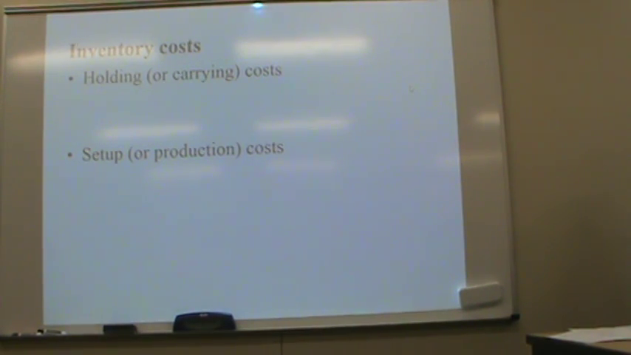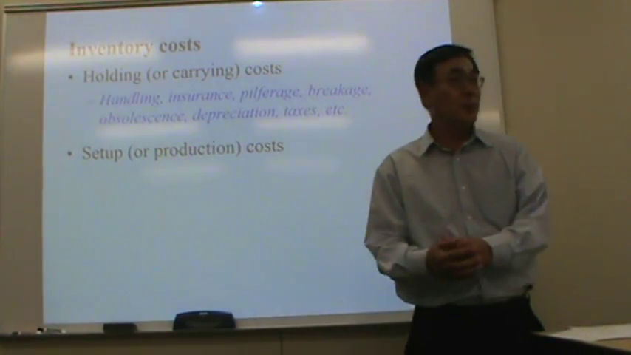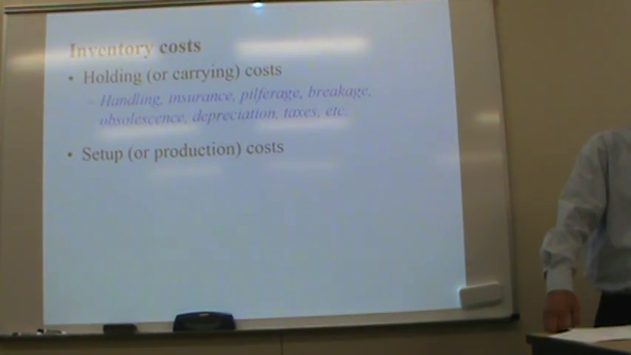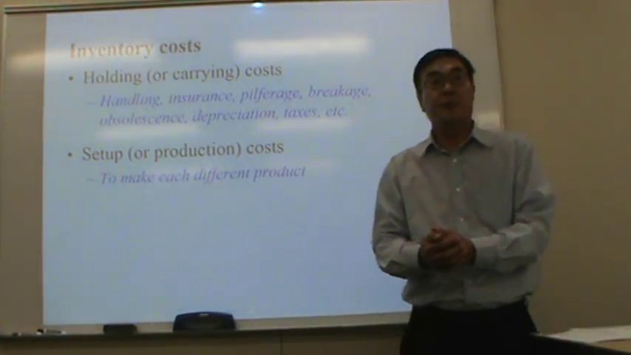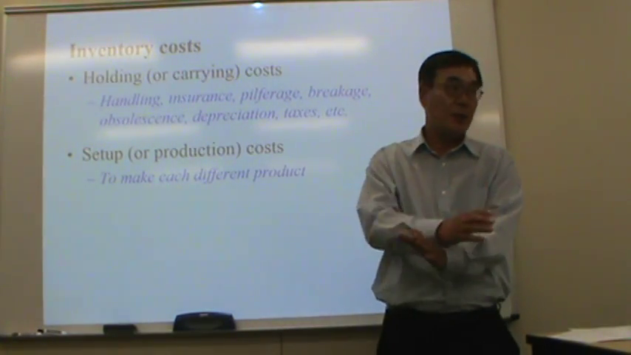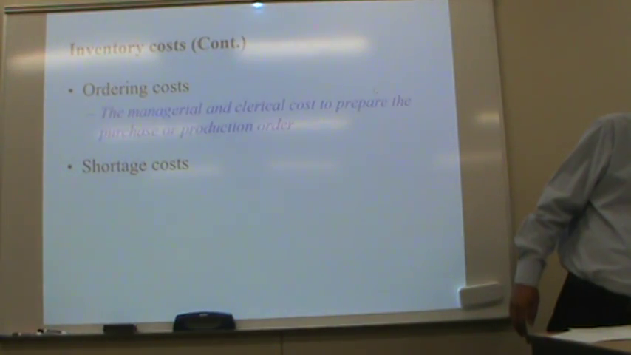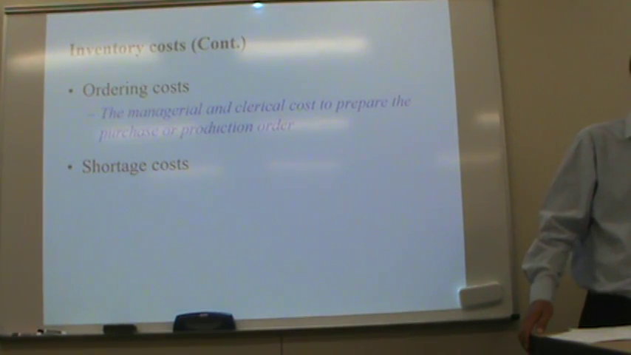Inventory cost, there are 4 types of inventory cost. Holding cost, if we hold inventory, then such as handling, insurance, and so on. And setup cost, when we produce a different type, then we need setup time, that is setup cost. And then ordering cost, when we order, then preparing time and cost, ordering cost.